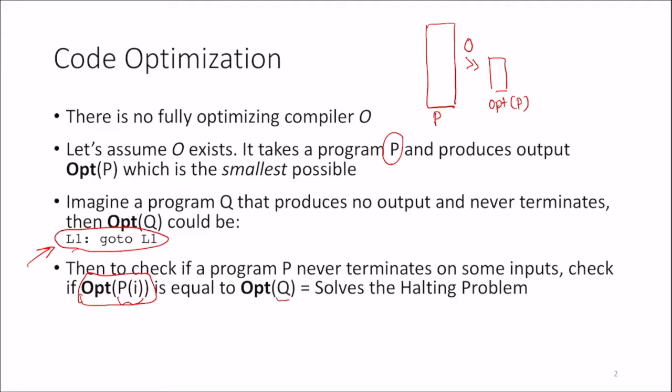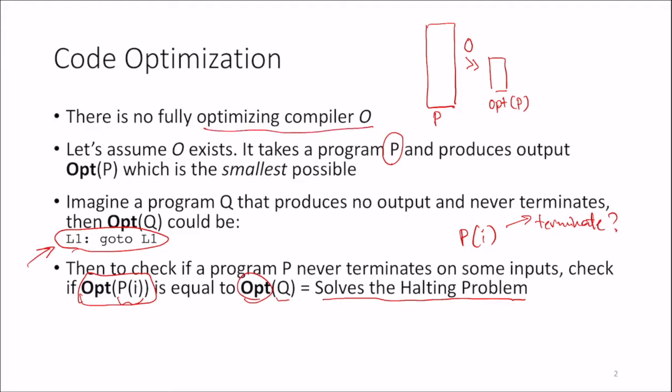This optimizer now has solved the halting problem, which is something that Alan Turing worked on and showed that it's impossible to write a program, a Turing machine or any other kind of computational device, that will take an input program P on a certain input I and tell you whether it terminates, telling you that the program has a bug in it and on that input is never going to terminate. So the halting problem has been proven to be impossible. Therefore, this opt of Q is impossible to get, and there can't be a fully optimizing compiler O.